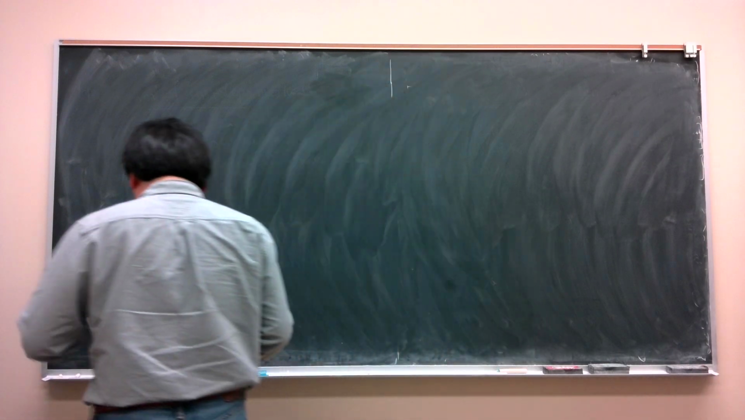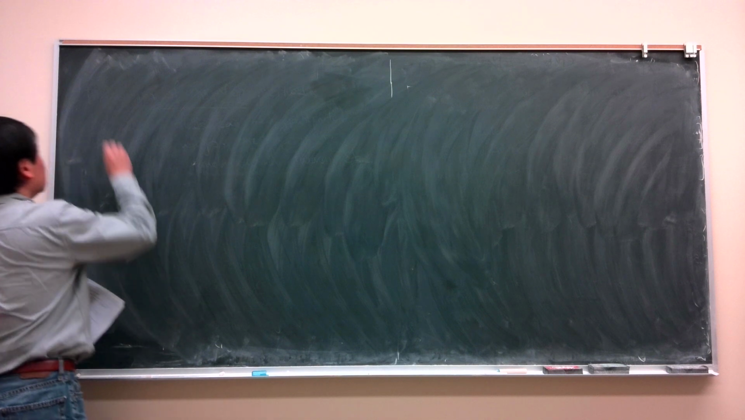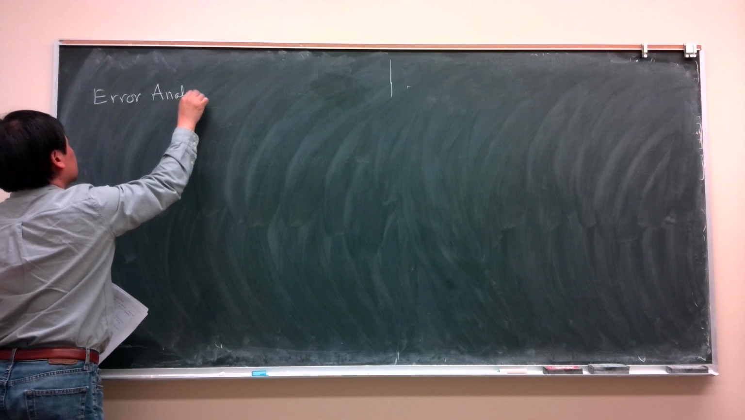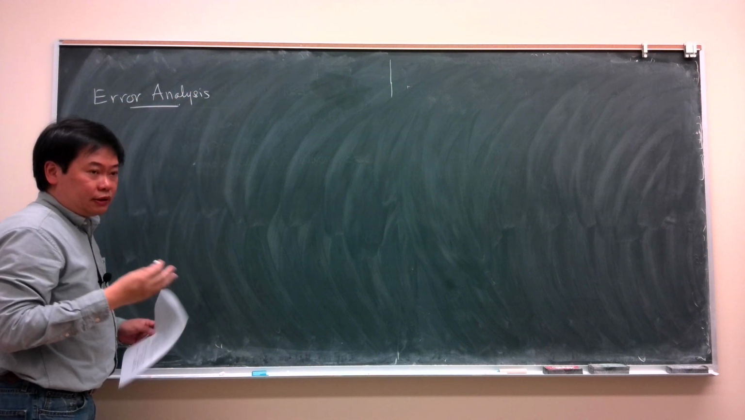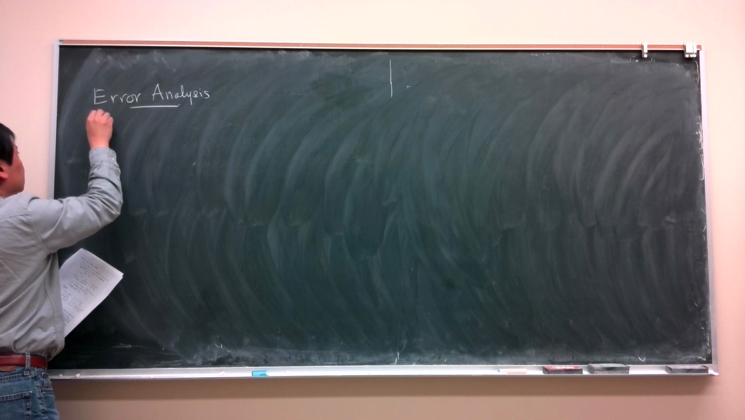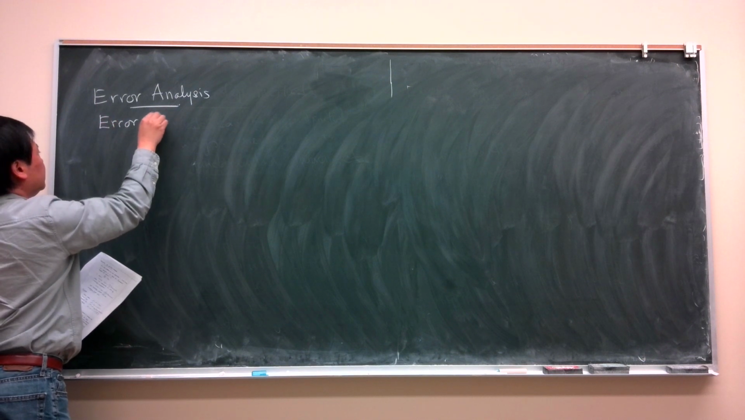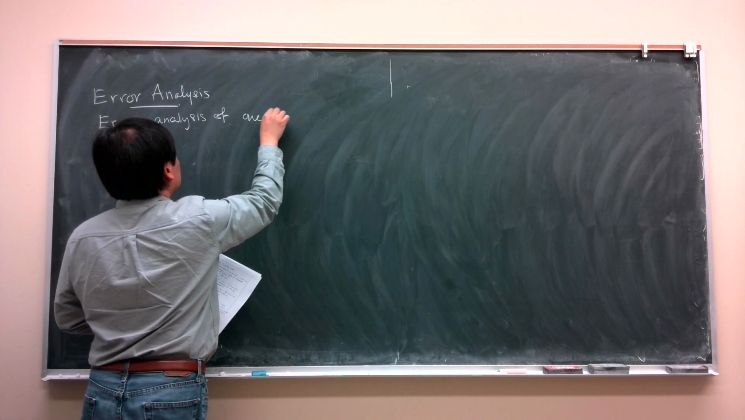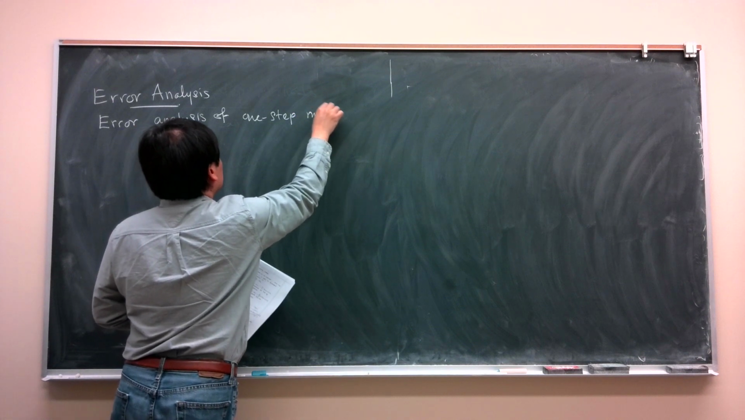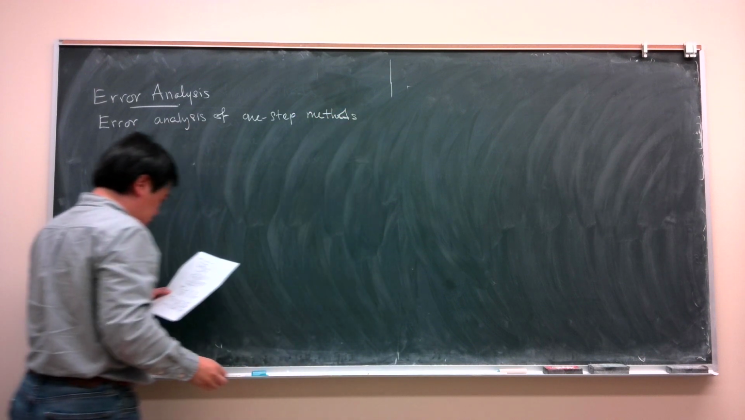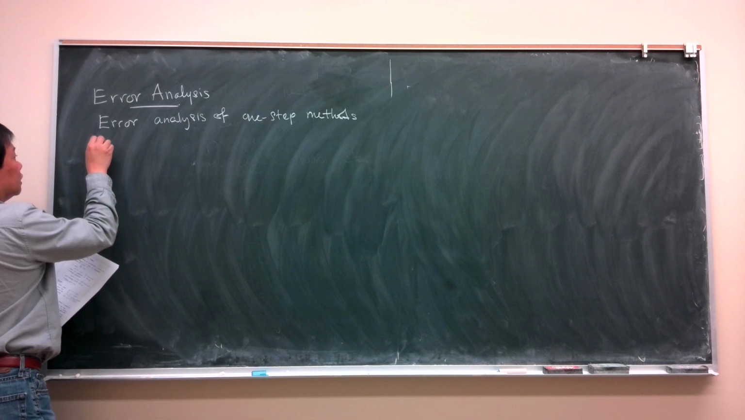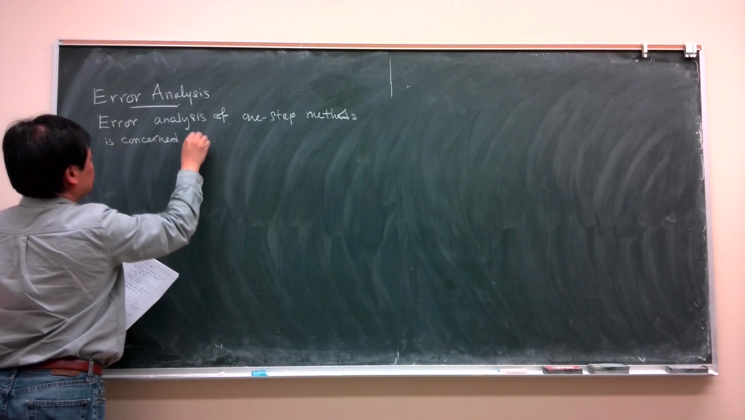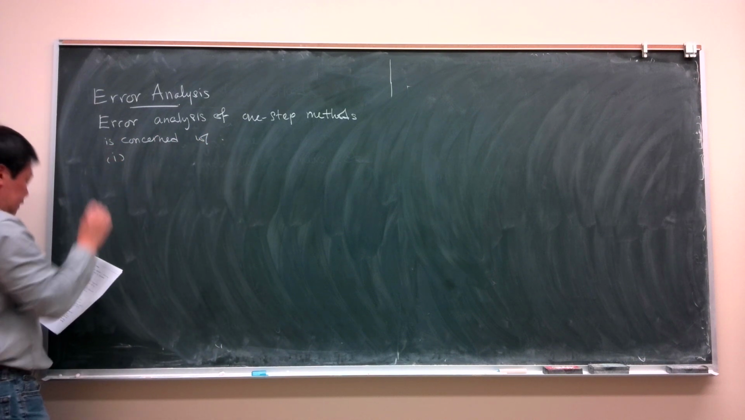Okay, so the next thing we're going to discuss is error analysis. And error analysis can be broken up into two categories. So when you're looking at the error analysis of one-step methods, this is concerned with two classes. So the first one is this idea of local error.